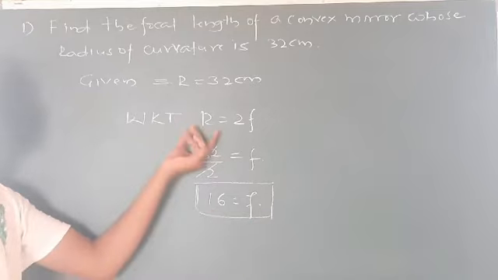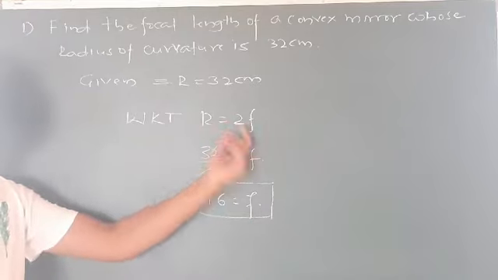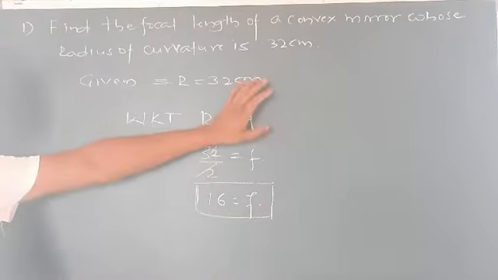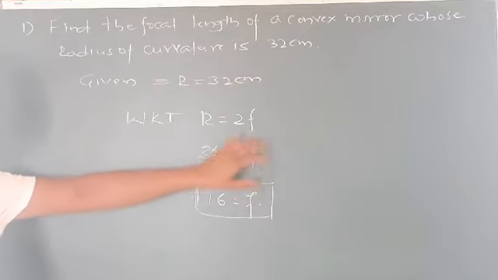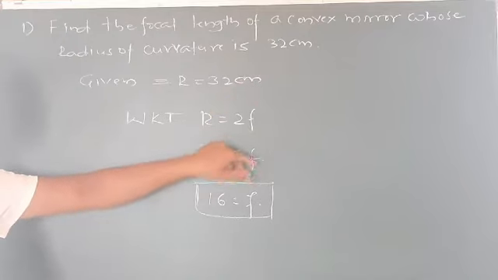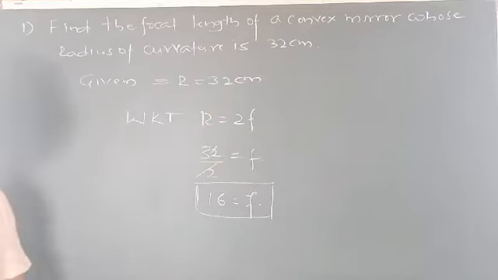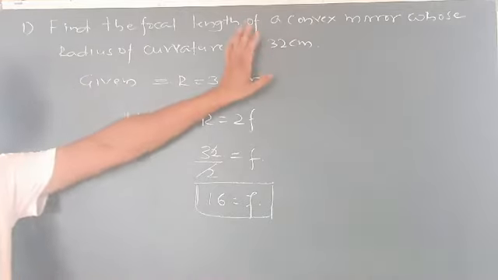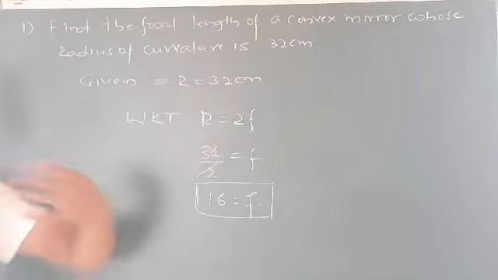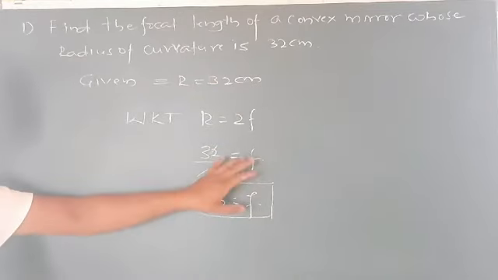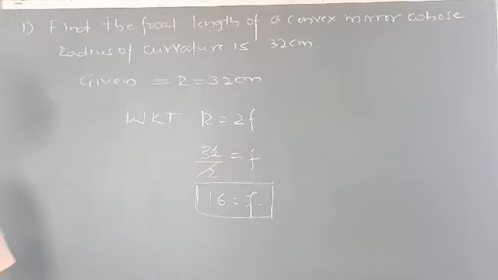This is very important. We know that r is equal to 2f. Here the radius of curvature is given and we need to find the focal length. Sometimes they will give the focal length and tell you to find the radius of curvature. Then just multiply it by 2 and you will get r. This is a 1 mark or 2 marks question, and this type of question is very important.